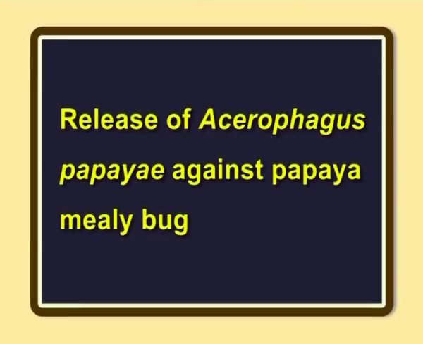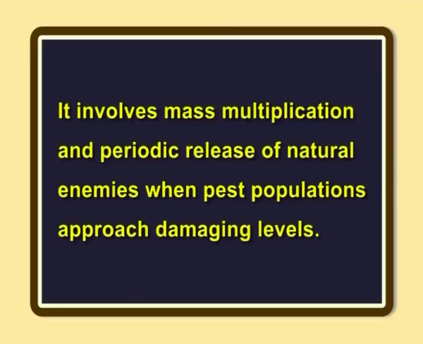Hence, control is expected from the progeny and subsequent generations only, and not from the release itself. Example: release of Asterophagus papayae against papaya mealybug. Inundative releases: it involves mass multiplication and periodic release of natural enemies when pest populations approach damaging levels. Natural enemies are not expected to reproduce and increase in numbers. Control is achieved through the released individuals, and additional releases are only made when pest populations approach damaging levels.